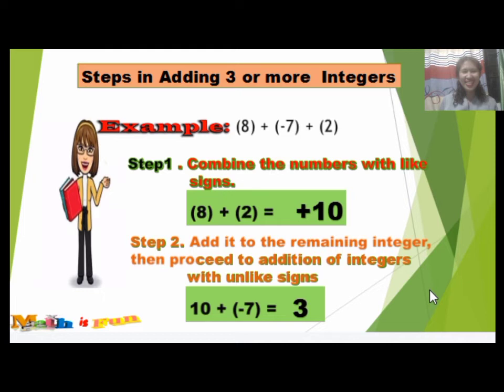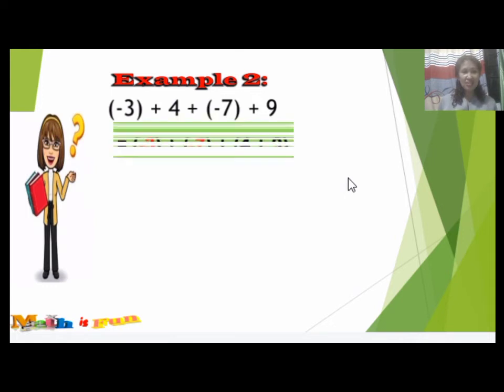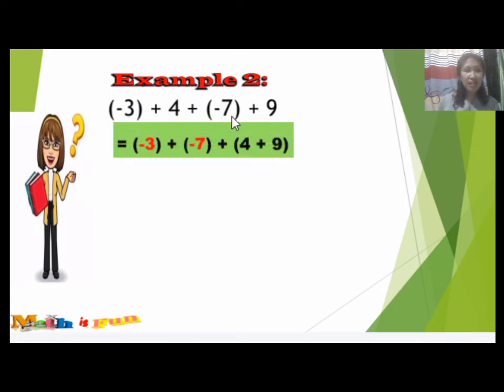Okay? Let's have another example. Negative 3 plus 4 plus negative 7 plus 9. We have 4 integers. So again, the first step, you have to combine the integers with like signs. So combine both negative. Negative 3 plus negative 7. Combine 4 and 9. So, negative 3 plus negative 7, that is negative 10, correct? 4 plus 9, that is positive 13.